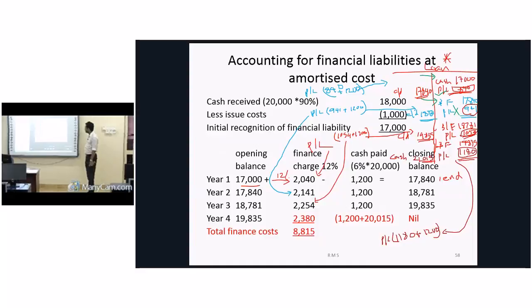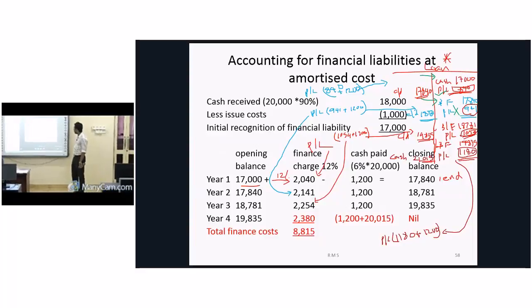Now at the end of the third year, the balance is 18,781. Look, now a different presentation. This is horizontal presentation, this is vertical presentation. Same thing we do. You can compare these two easily. This is horizontal calculation and this is vertical calculation. Make the balances.